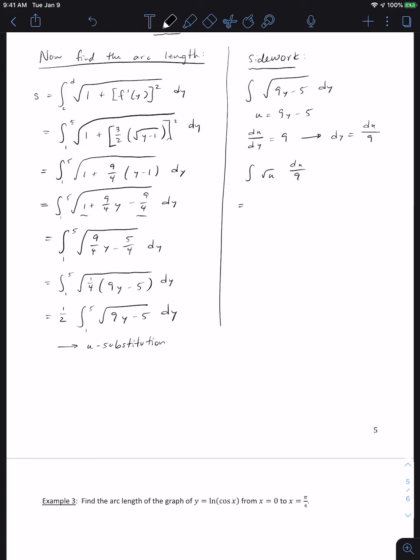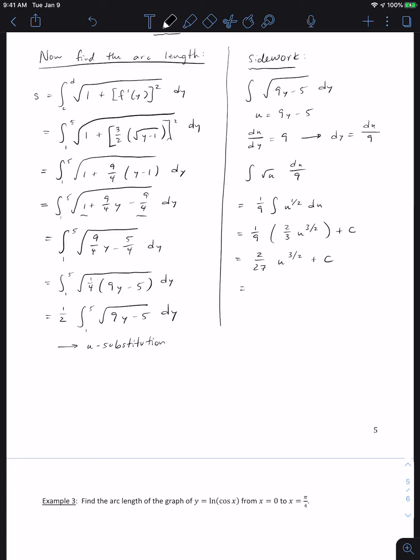So in other words, my integral becomes the integral of the square root of u du over 9. Now again, I'm breezing through this really fast because u substitution is something that you should have learned in Calc 1. So this becomes 1/9 the integral of u to the 1/2 du. When I take the antiderivative, 1/2 plus 1 is 3/2, so I get 2/3 u to the 3/2 plus c. Right, so then I get 2 over 27 u to the 3/2 plus c.